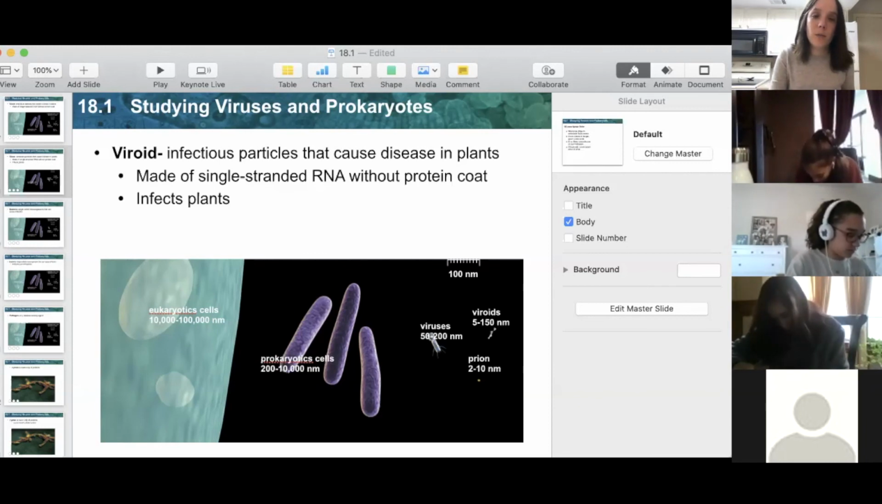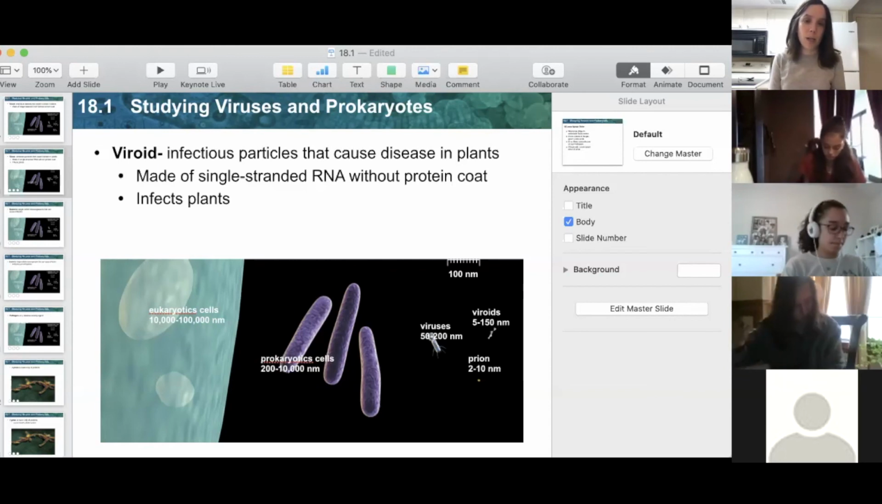One thing I forgot to mention, I think, is that viroids infect plants. And that's pretty much all they infect. So if they're talking about something that infects a plant, it's going to be a viroid most likely.